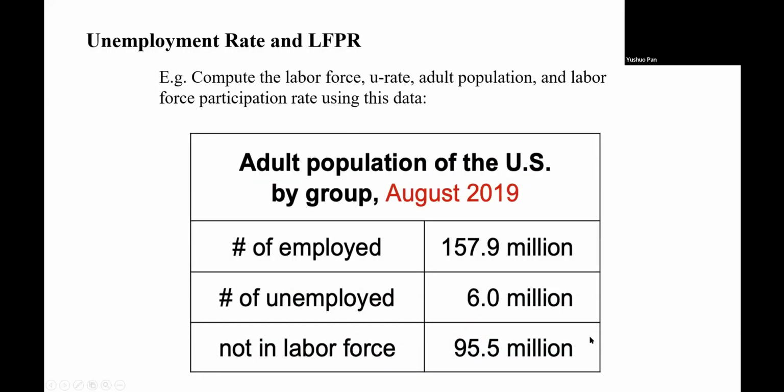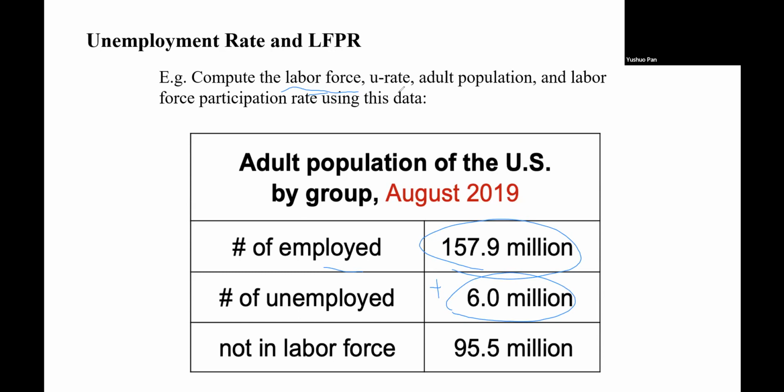Compute the labor force, unemployment rate, adult population, and the labor force participation rate according to these three numbers. First one is the labor force. Labor force equals employed plus unemployed. So for the labor force, you should use employed plus unemployed, plus these two numbers. That's the labor force.